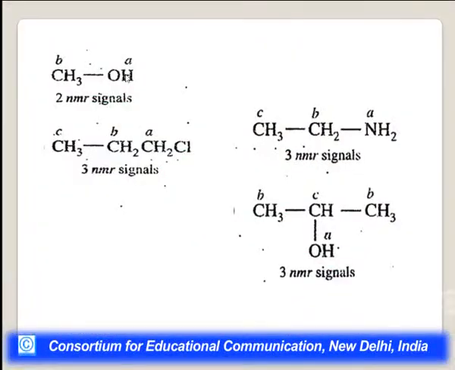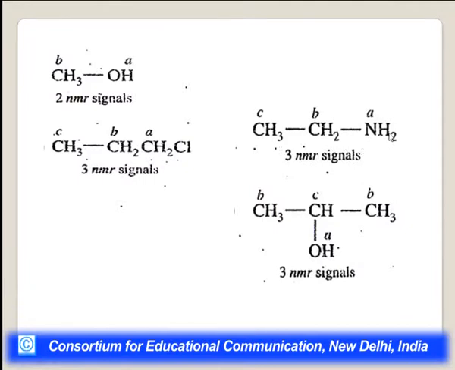Here you can see this is methanol, CH3OH. Two signals will be observed. Why? One because of this proton and another because of these 3 protons. We are simply looking over here at the number of signals, right? And over here you can see this is ethylamine. 3 NMR signals will be obtained.